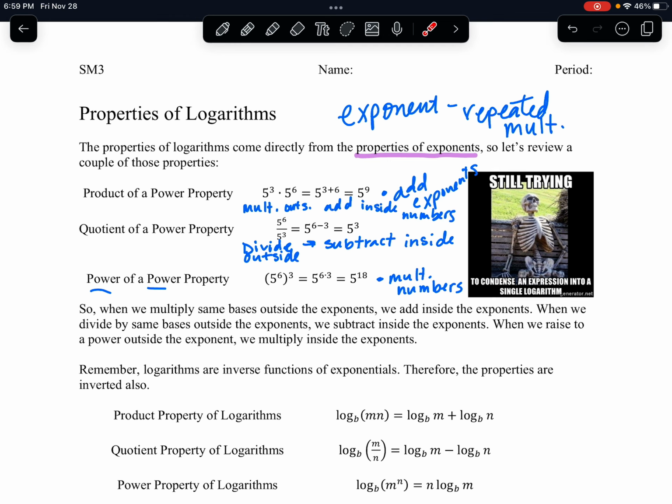And how that's going to help us is that, remember, an exponential function is the inverse of a logarithm, and a logarithm is the inverse of an exponent. So all of these rules are going to be the same but backwards, and we'll talk about that in the next video.